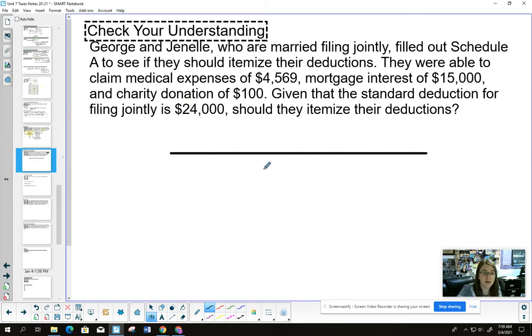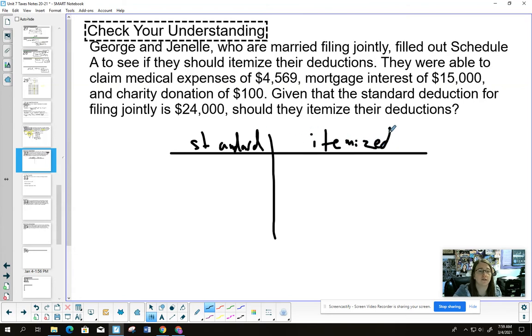Okay, so I want you to try this one. I want you to set it up the same way, again, because we are comparing the standard. Pay attention to what it says the standard is here, because remember that the standard deduction changes based on your filing status. So read it carefully. It'll tell you the standard deduction. Okay, so I'm reading this. So these first ones here, these are the itemized deductions.